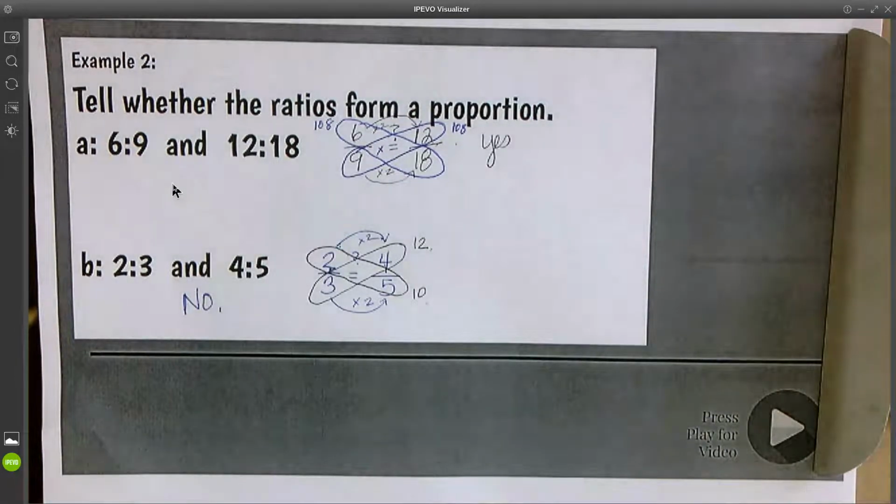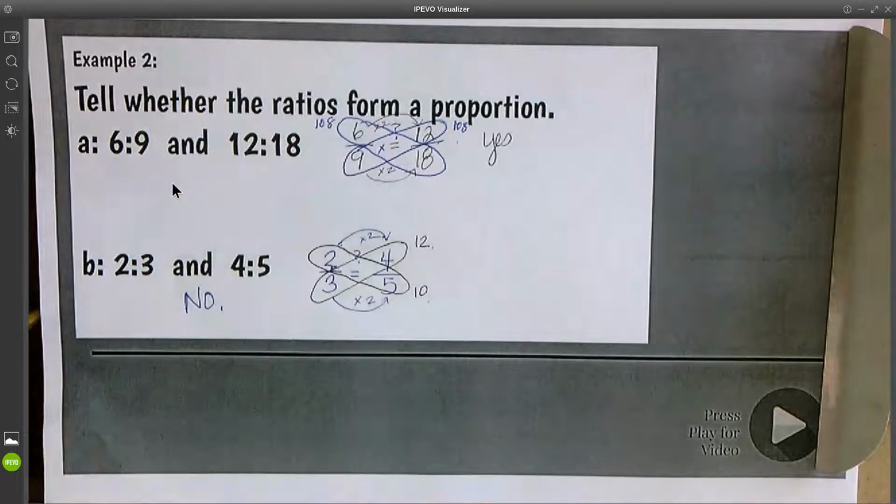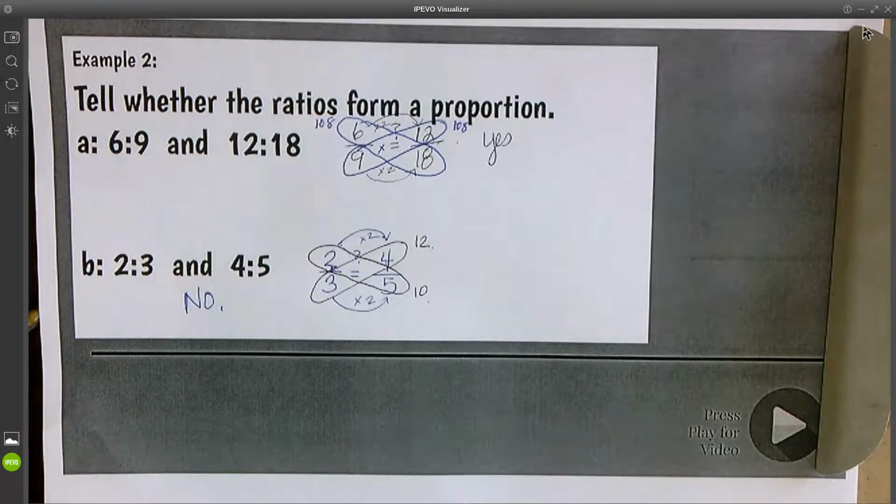Always cross products will work. Sometimes we won't have math facts between them, so you can always go back to that cross products. That way, for the third time, will always work.